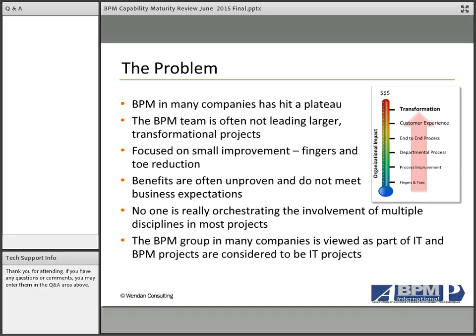So the question really then becomes, how do we move that to a place where they are really in charge of orchestrating multiple groups, multiple disciplines involved in the larger projects, and then moving forward at some point in time when the group is ready, moving forward to have a strategic impact on the operation itself.